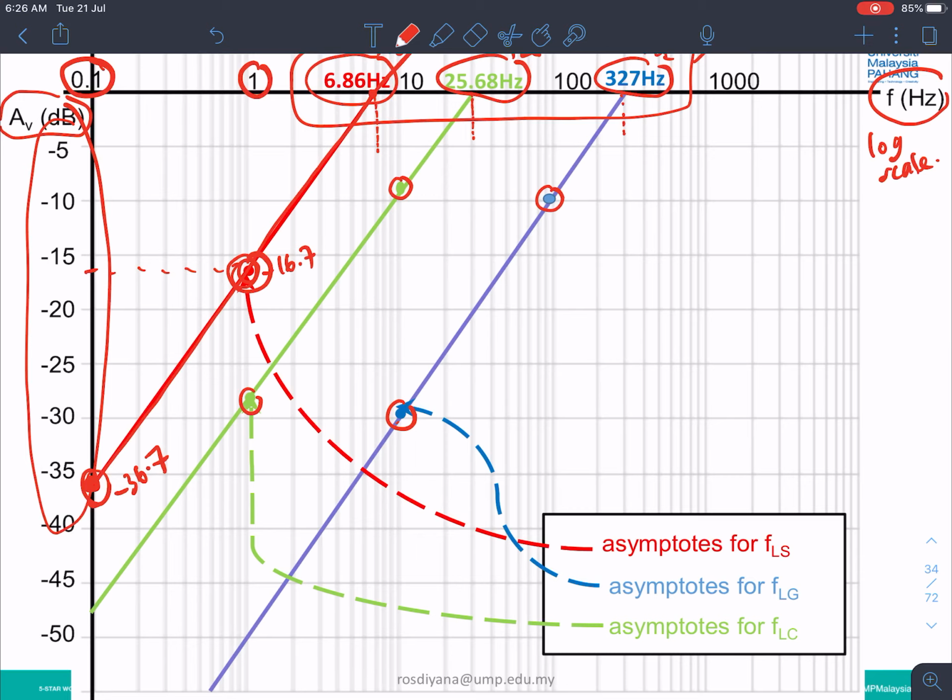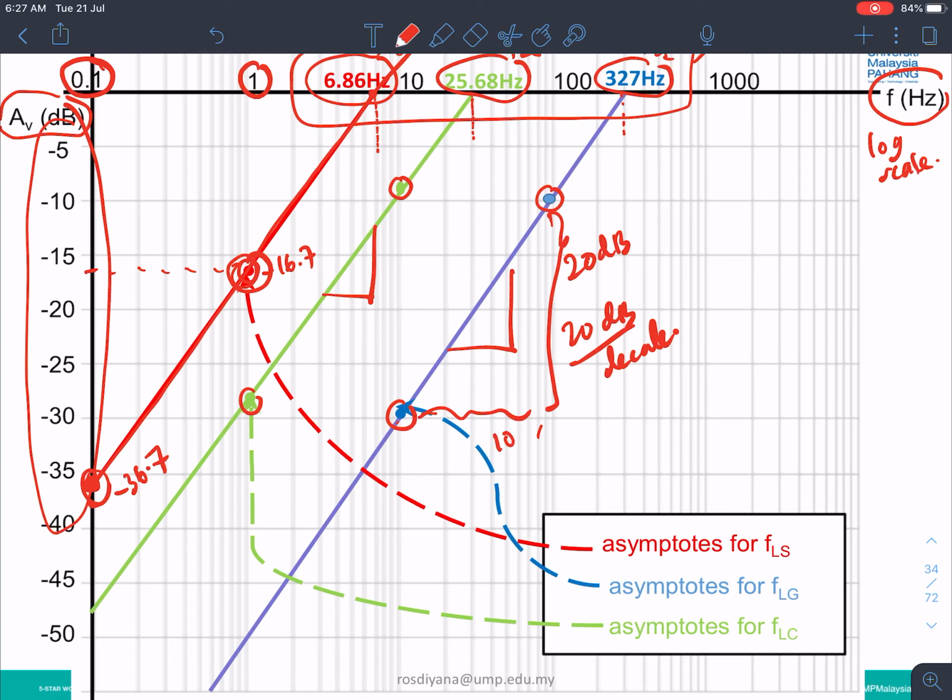You can see these asymptotes have the same slope. The slope is 20 dB per decade, because you see from decade to decade, from 10 to 100, this height is 20 dB and its width is one decade. Okay, 1 decade equals 10.